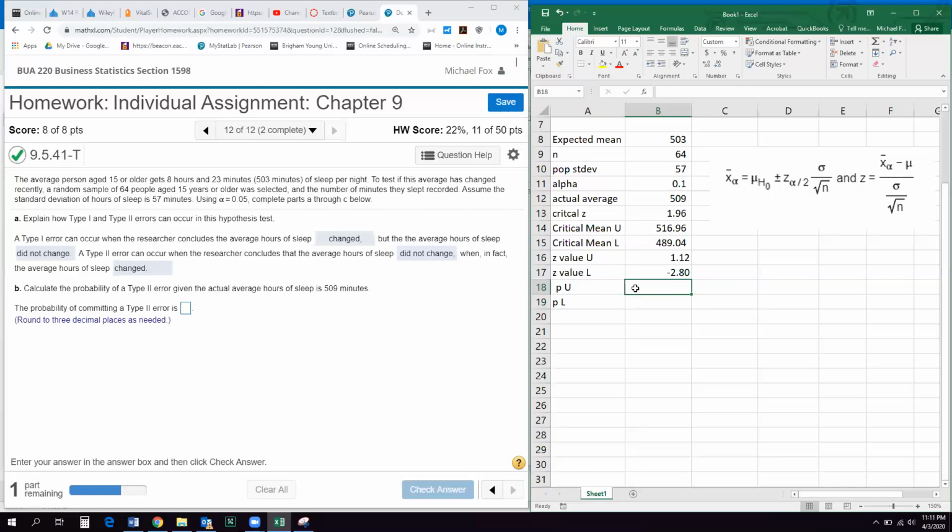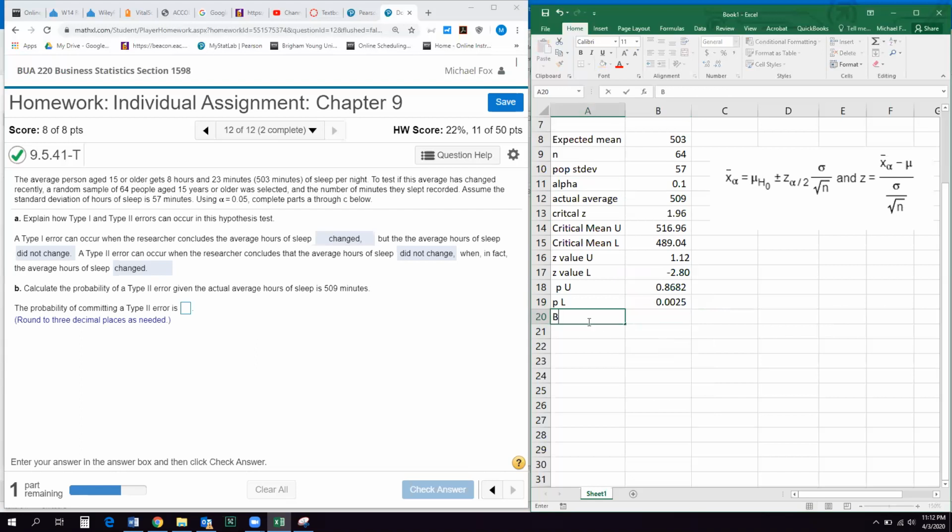To find the probability, we're just going to use NORM.S.DIST, and use the z value of the upper, comma true. That tells us the probability of finding a point 1.12 standard deviations to the right of the mean and less. We're going to do the same thing to find the probability of the lower: equals NORM.S.DIST, and use the z value of the lower, comma true. That tells us the probability of finding a point of less than negative 2.8.